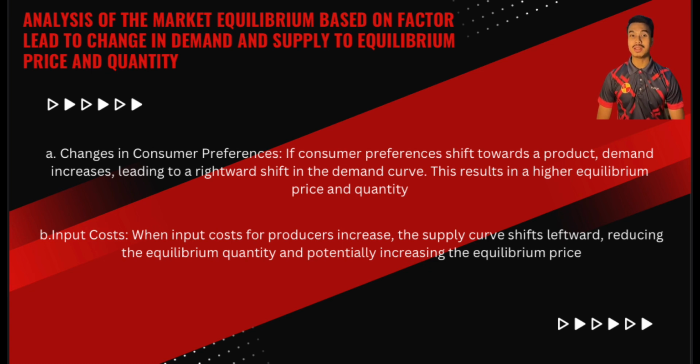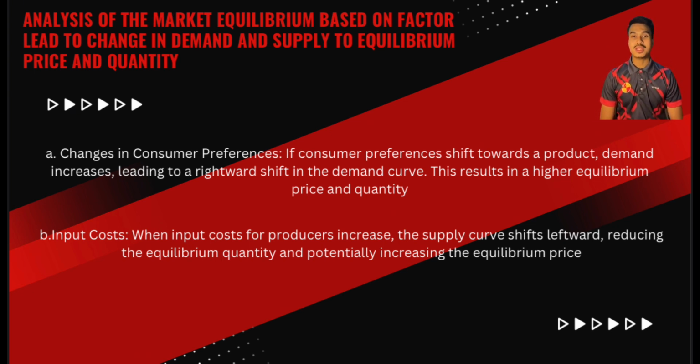I'm going to explain my part, which is the analysis of the market equilibrium based on factors that lead to changes in demand and supply, and the resulting equilibrium price and quantity. For bullet A, changes in consumer preferences. If consumer preferences shift towards a product, demand increases, leading to a rightward shift in the demand curve. This results in a higher equilibrium price and quantity.